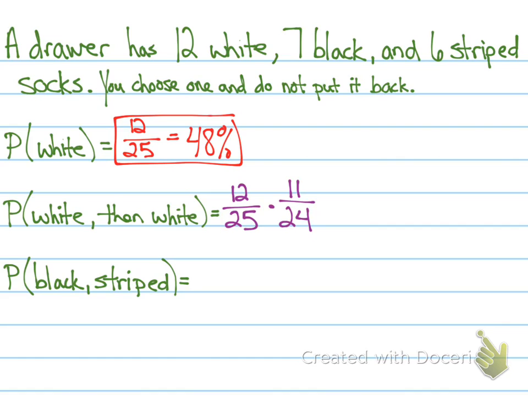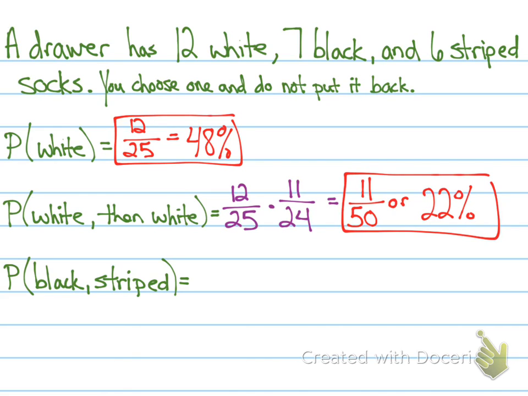So you see why we took one from the total. We picked a white, so now there's one less white sock, and the same thing goes for my total. Now I multiply those fractions and I get my probability for this dependent event. It's dependent because my first outcome affected my second. When I multiply those and write it as a percentage, it's about 22%.